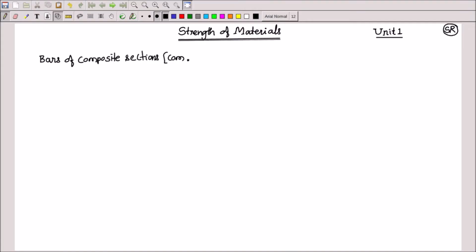Composite bars. First, we'll try to understand what composite bars are. In many cases, you might have seen one material placed inside the other, or one material attached with another. For example, if you look at cables, there will be a core and there will be a skin. It is actually a composite member.